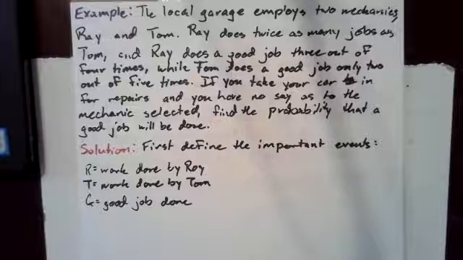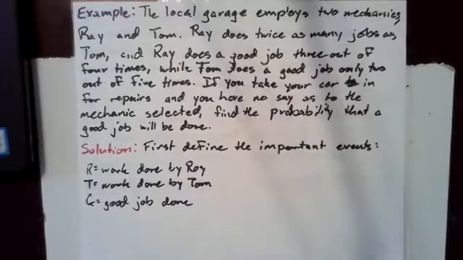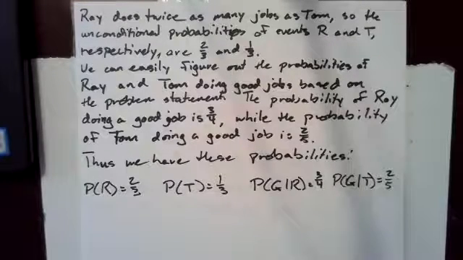If you take your car in for repairs and you have no say as to the mechanic selected, find the probability that a good job will be done. So first we define the important events. R is that the work is done by Ray, T is that the work is done by Tom, and G is that a good job is done. Ray does twice as many jobs as Tom, so the unconditional probabilities of events R and T respectively are 2/3 and 1/3.